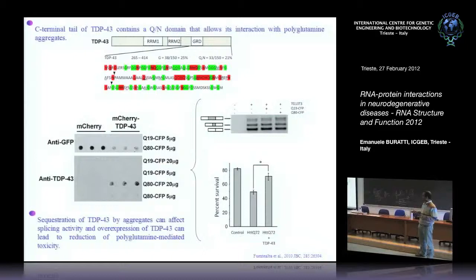Here you see in a filter binding assay. And what is even more important, when you have this aggregation, the aggregation can act as a protein sink. So it will act as a trap for the protein itself. And this, in this case of TDP43, was shown that it could actually influence the splicing process.